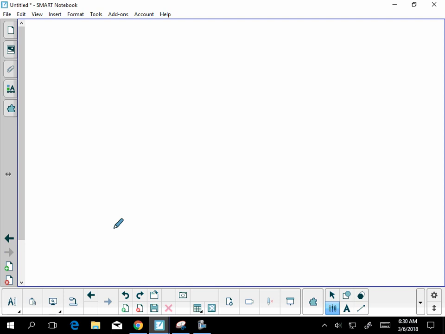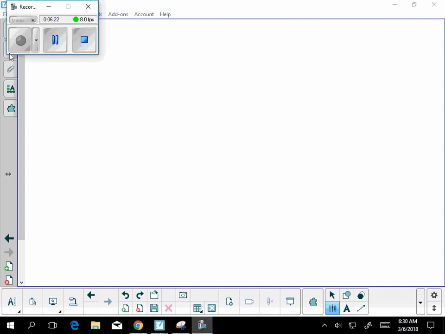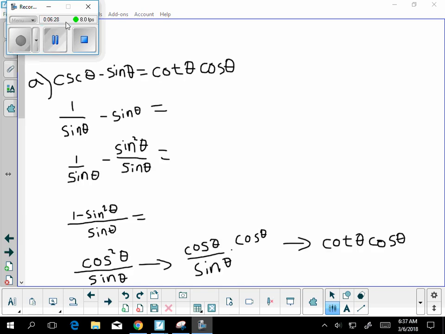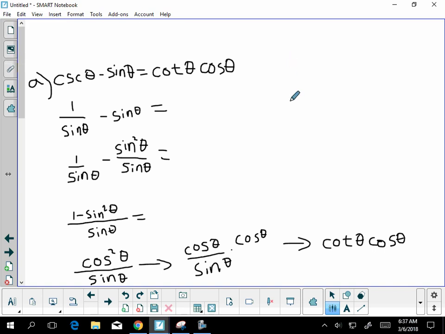All right, on number 3, we're going to have to do some verifying. So those are almost like the simplifying, but you're just going to choose one side to work with. All right, let's take a look at this first one. I've got cosecant theta minus sine theta. This is a side I've decided to work with. Cosecant is the same as 1 over sine. And I left sine alone.